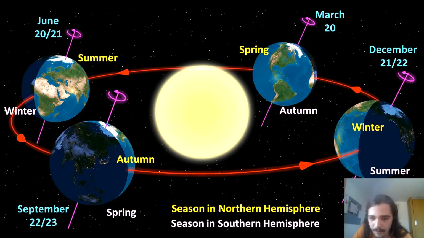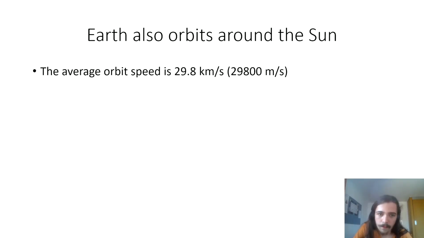But also, the Earth is orbiting around the Sun, and it's going all the way around the Earth's orbit of the Sun in a year. And so the average orbit speed is actually much bigger. Again, it's 29,800 meters per second. And so this means that actually even the Earth's rotation speed is going to be negligible when calculating your total speed.